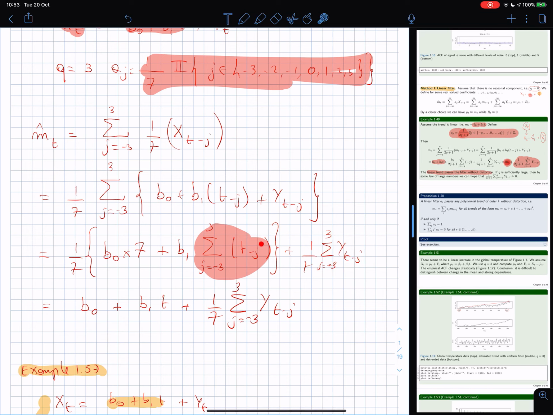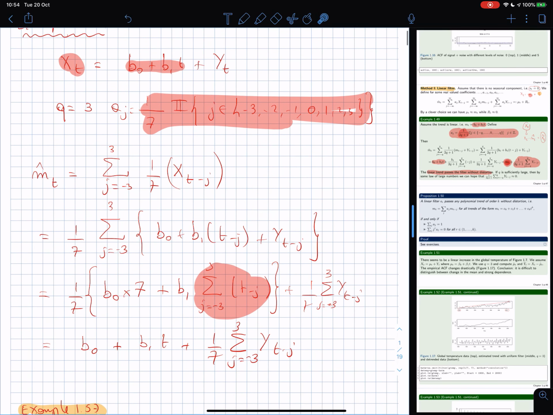And now I look at this term. If I compute it, it's the sum of the t's, that's just 7 times t. But the 7 cancels with the 1/7, so that's b1t. And then it's the sum of the j's. But the sum of the j's is what? It's minus 3 plus minus 2 plus minus 1 plus 0 plus 1 plus 2 plus 3. Well, that gives me 0. So this sum disappears. So I have b0 plus b1t plus nothing, plus noise here.